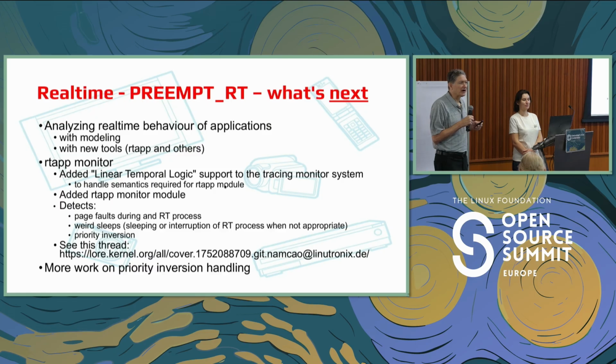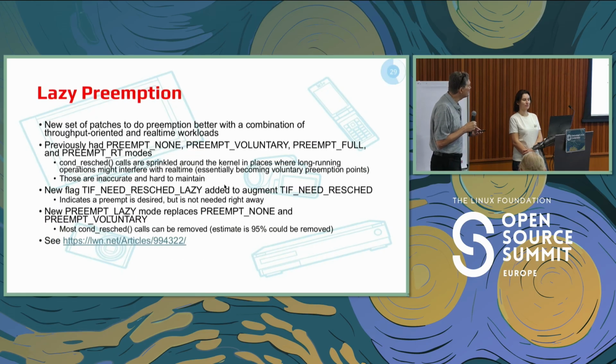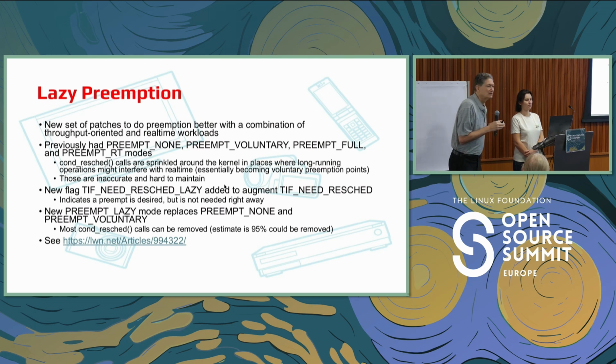There's going to be more work on priority inversion handling. A couple of new features coming up include what's called lazy preemption. They're reworking the preemption configuration options for the kernel: preempt none, preempt voluntary, preempt full, preempt RT. They want to replace that with a simpler system that gives you some of the benefits of preemption.